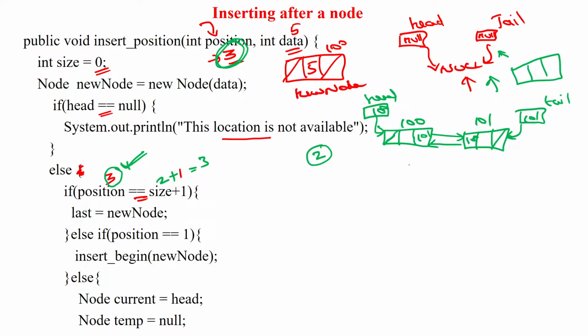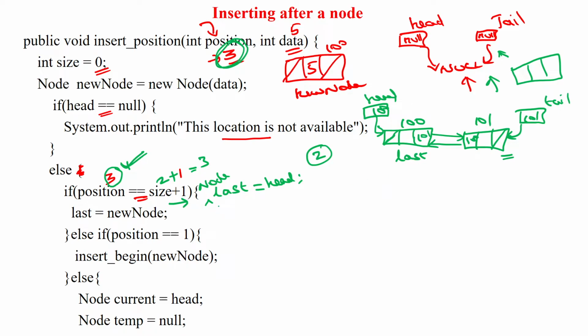For that, we have to write 3 lines of code, because we have to move to the end of the list. For that, we make one new variable, node last, which is assigned with head. So now this will become the last.